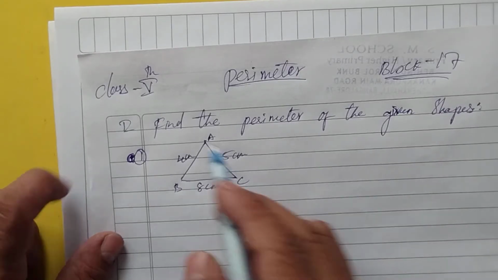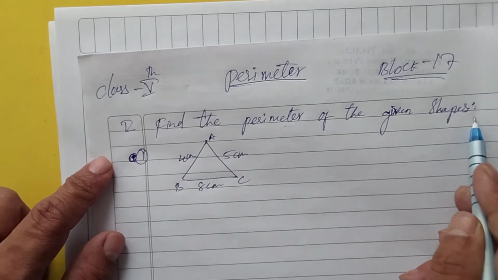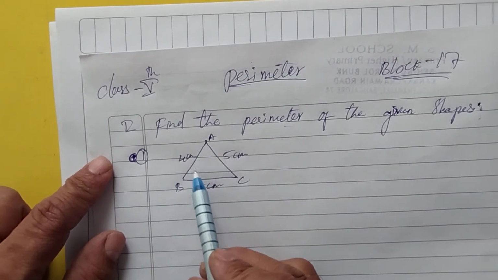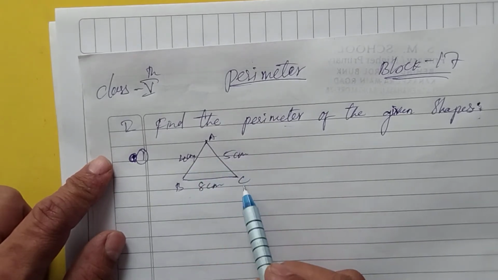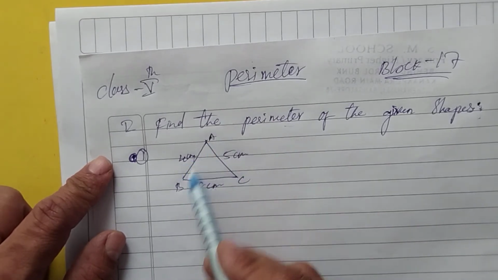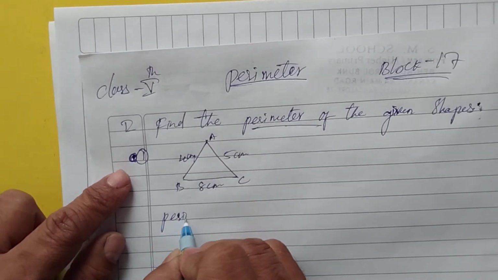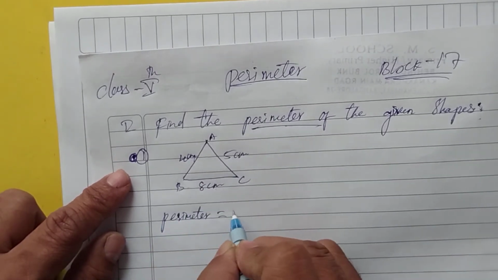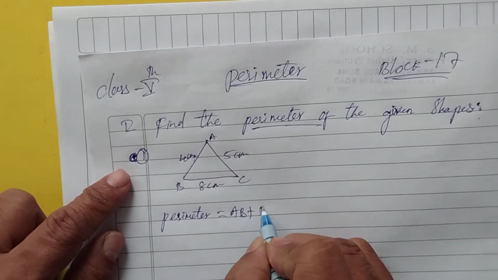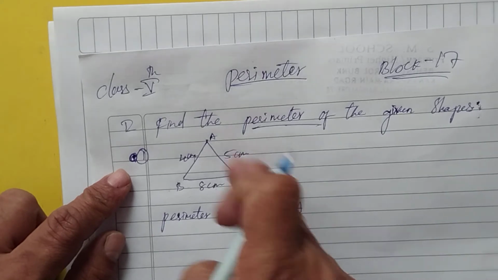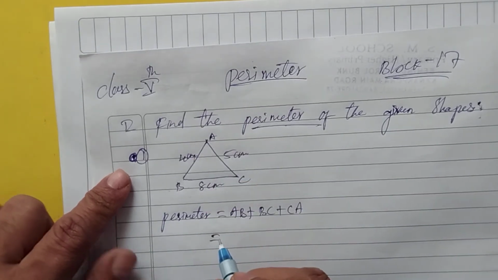Now you see the first one. Find the perimeter of the given shapes. First question. The given triangle is 4 cm, 5 cm and 8 cm, ABC. Now we have to find the perimeter, which is equal to AB plus BC plus CA.